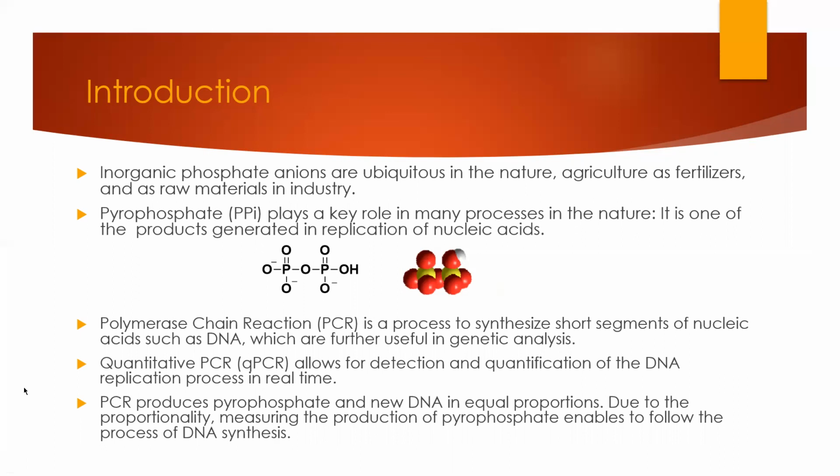And to further this, quantitative PCR allows for the detection and quantification of that DNA replication to occur in real time. So finally, DNA replication, such as in PCR, generates DNA and produces pyrophosphate as a byproduct in equal proportions. And due to the accurate proportionality in production of PPi, we propose a molecular sensor that can use pyrophosphate as an analyte to determine the amount of DNA replication taking place with a higher degree of accuracy.